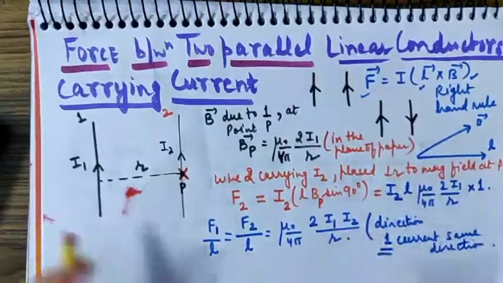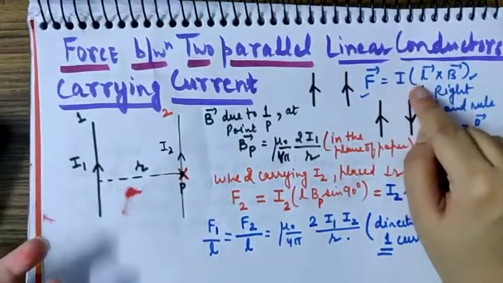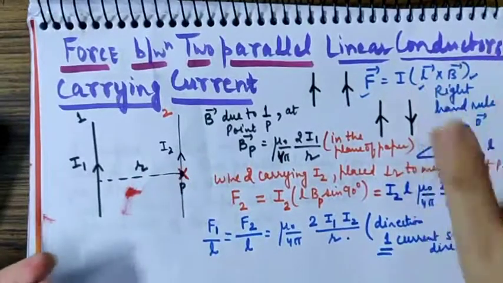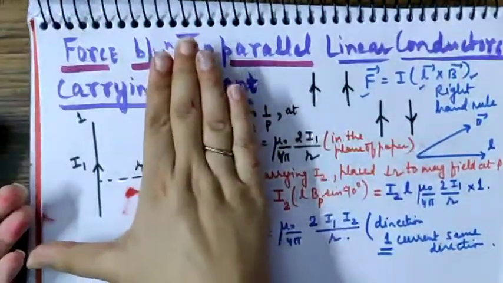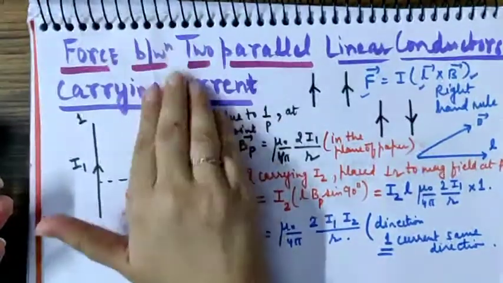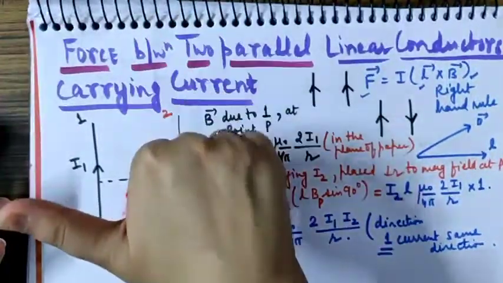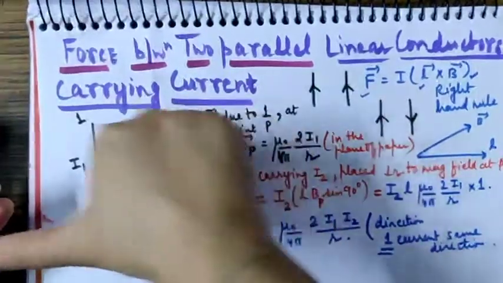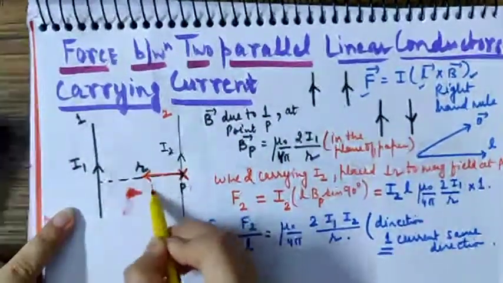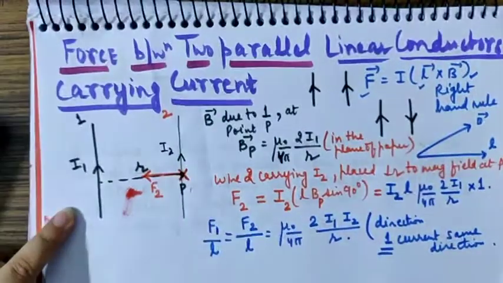Place the right hand in the direction of length or current, both, because both are in the same direction. Move to the magnetic field through the smaller angle. Now do it. Current's direction right hand, magnetic field in the plane, go towards the plane. Then the thumb is in this direction, meaning the force experienced, force F, is here.